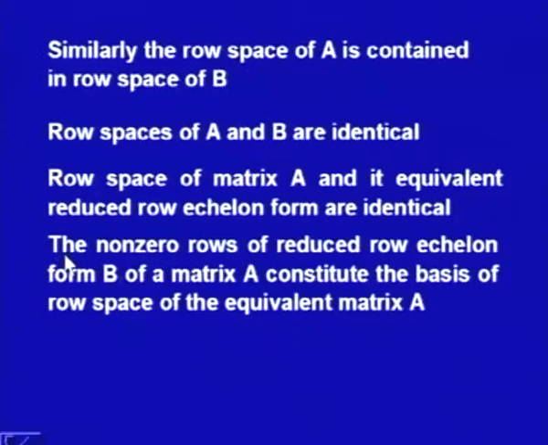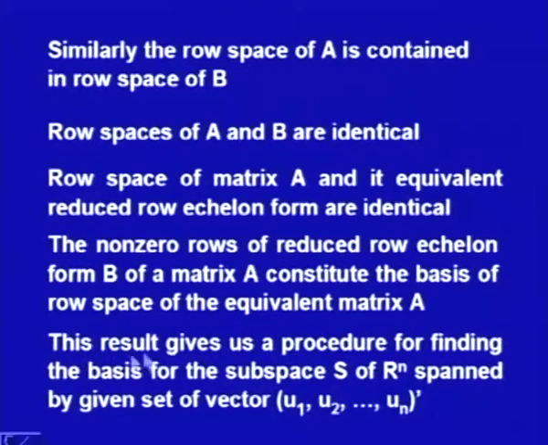Now, it says that the non-zero rows of the reduced row echelon form B of a matrix A constitute the basis of the row space of the equivalent matrix A. In the echelon form, we will see how many rows are non-zero, and those non-zero rows will constitute a basis and give us the rank of the matrix.